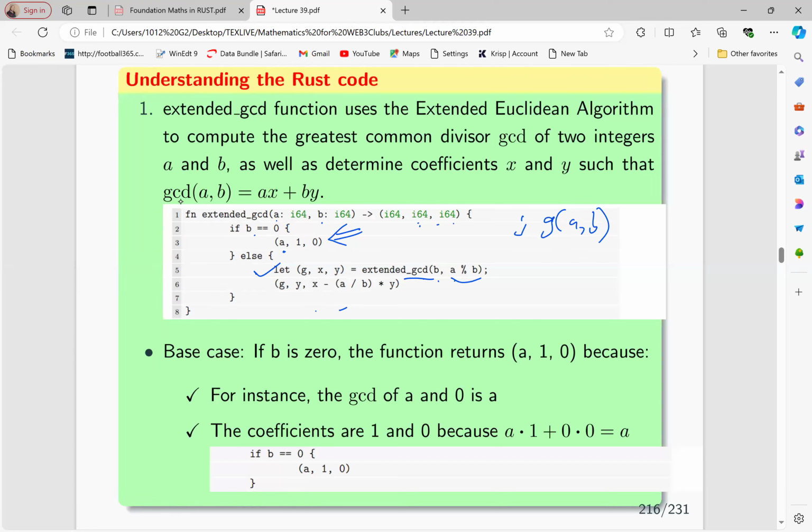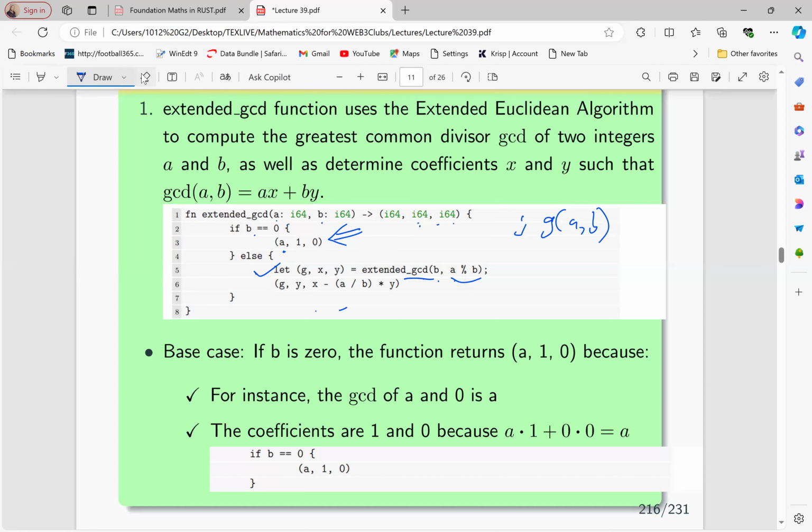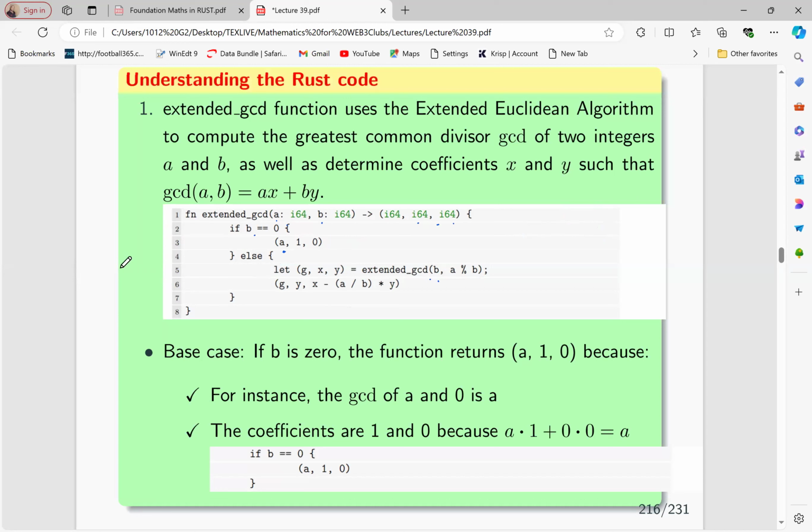Is that okay? Yes. Let me just show you a small example of what I've just explained, up to the point of getting the GCD. This other part is for getting the coefficients X and Y.